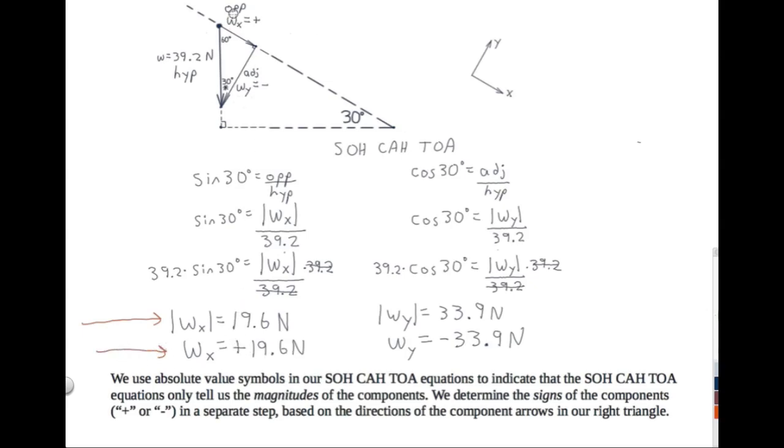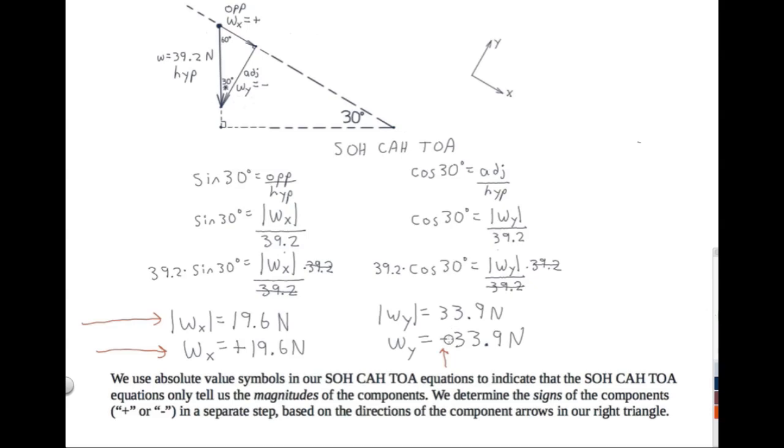We already decided that w sub x is positive, and we already had decided that w sub y is negative, because w sub y is pointing in our negative y direction. W sub x is pointing in the positive x direction. In this line, I'm using absolute values to indicate that this line of the work only indicates the magnitudes of the components. And in this line, I'm writing the symbols without the absolute value signs to show that this line represents the complete components, including both their magnitudes and their plus or minus signs.